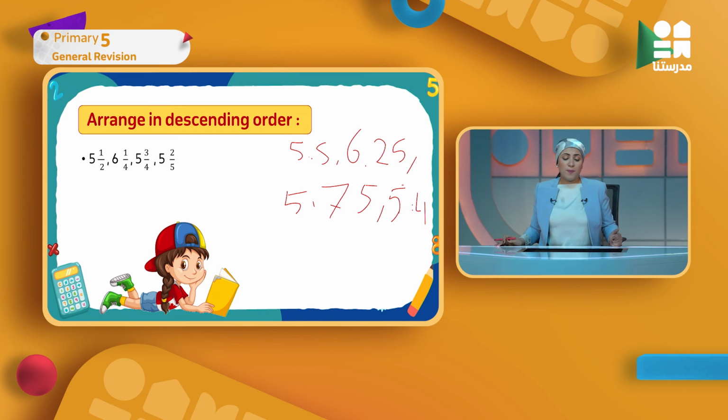6.25, 5.75 and 5.4. So I will start comparing them. Of course, here it is descending order, meaning from the biggest to the smallest. The biggest one is obvious even before converting my numbers, it's 6.25. Then after that I have 5.75, then 5.5 and 5.4. This is the right answer.